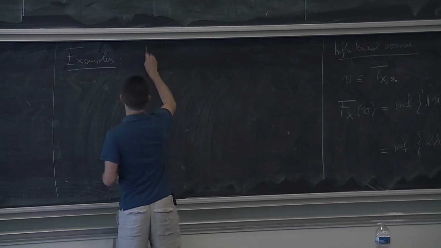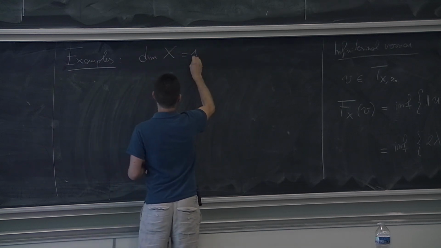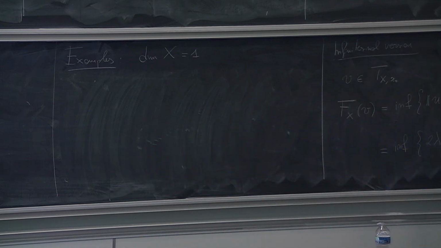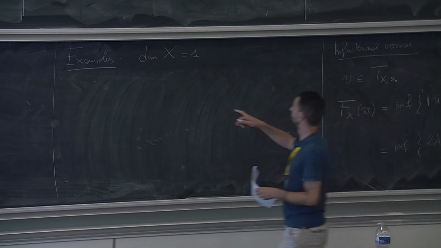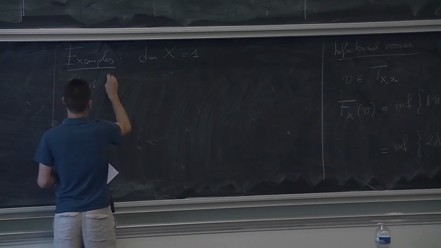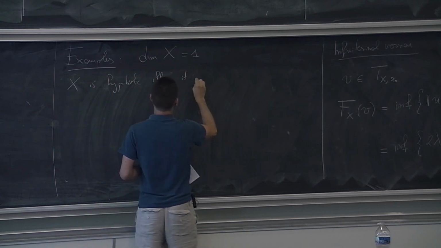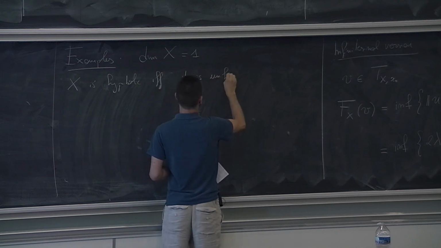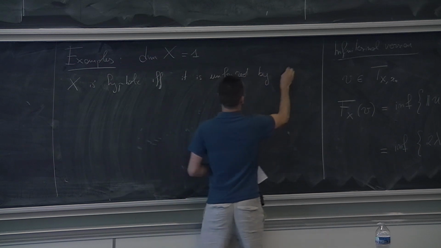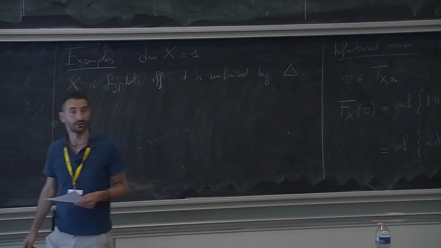In dimension 1, so if X is a Riemann surface, then by property 3, asking if X is hyperbolic or not is the same as asking if its universal cover is hyperbolic or not. But in dimension 1, you have the magic of the uniformization theorem. And so in dimension 1, X is hyperbolic if and only if it is uniformized by the unit disk.